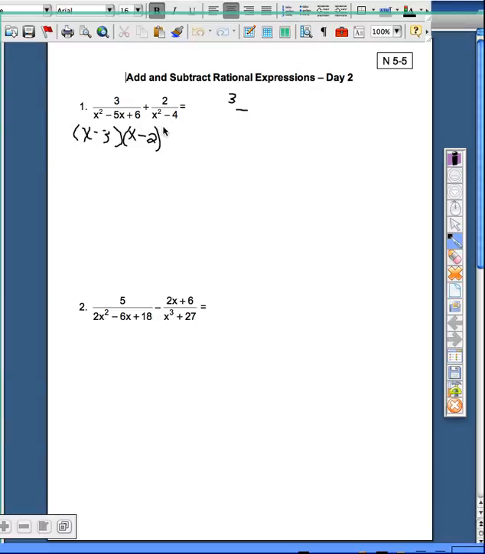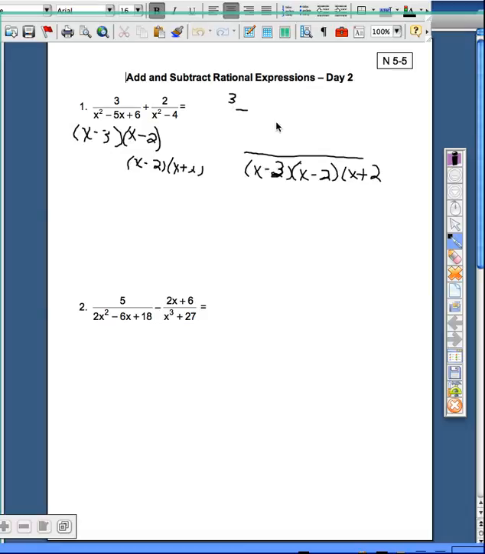So we can write this one, the first one. Well, let's look. We've got this next one, and I didn't write small enough, so I'll go down here, is x minus 2 times x plus 2. So our common denominator is going to have to be x minus 3 times x minus 2 times x plus 2. That's going to have to be our common denominator. So what this one is missing is the x plus 2.